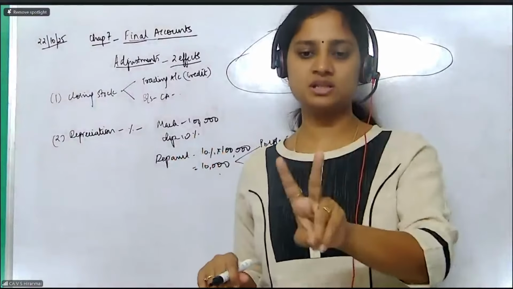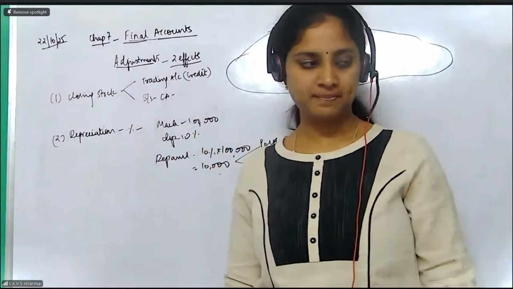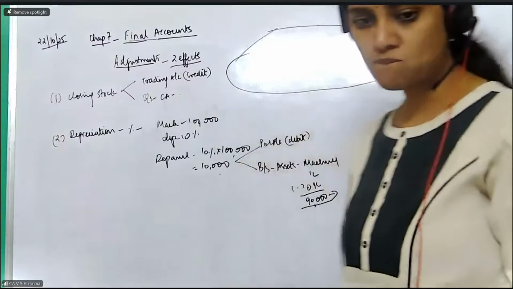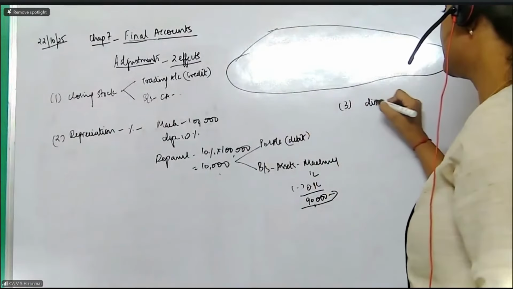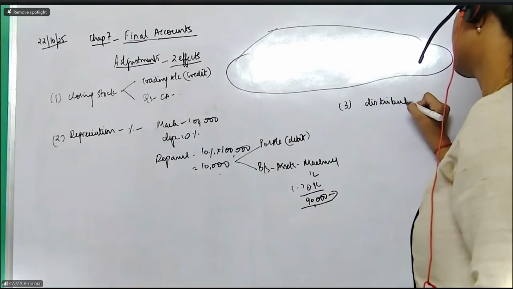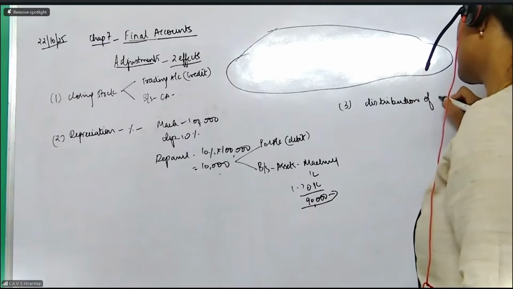Do you have any doubts in these two adjustments till now? Everybody? Clear? Now, the third one: distribution of goods.